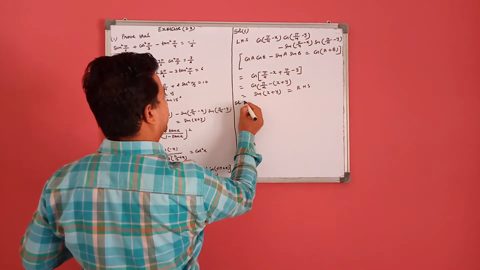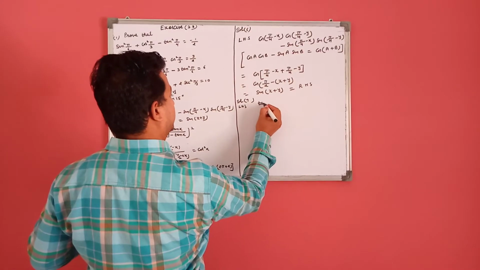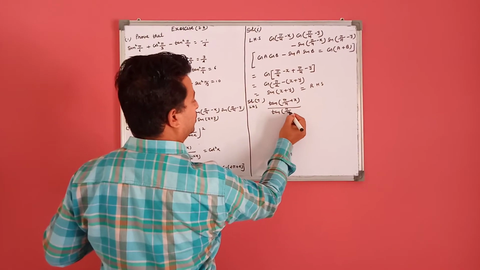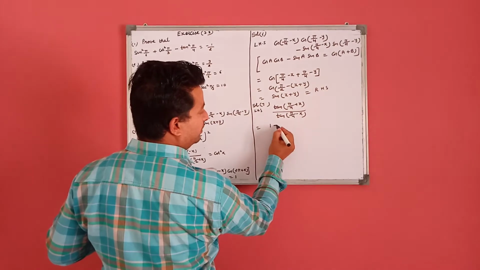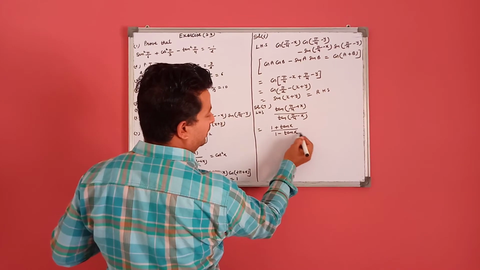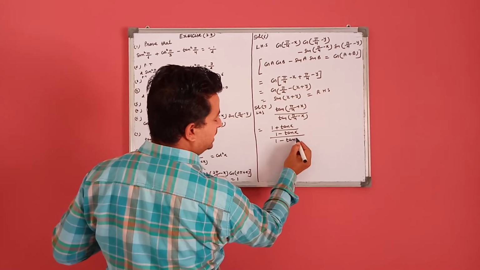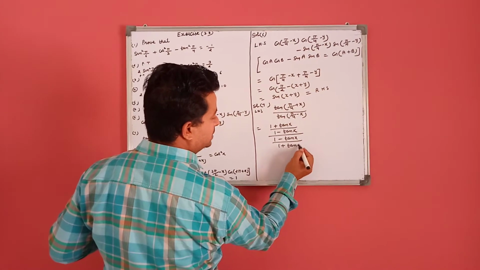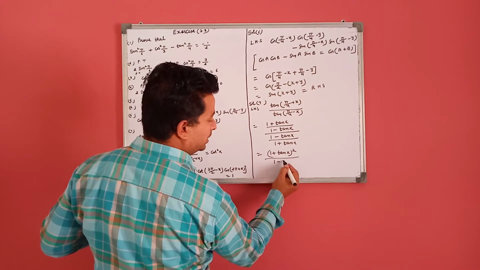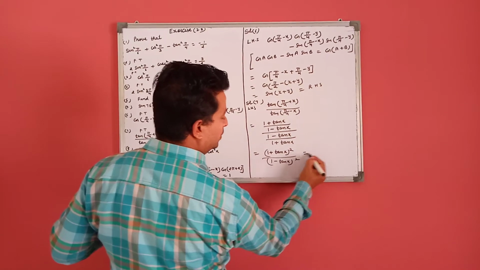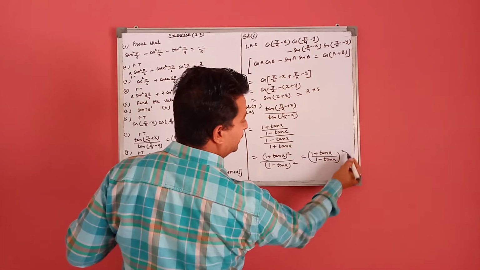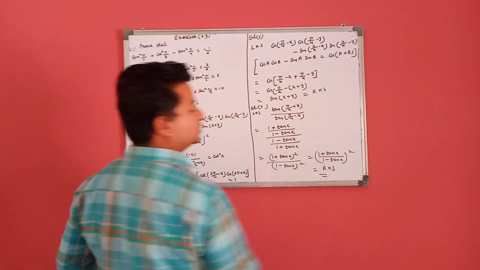In question number 7, left hand side is tan(pi by 4 plus x) tan(pi by 4 minus x). As we know this formula, tan(45 plus theta) becomes 1 plus tan x over 1 minus tan x, and the other becomes 1 minus tan x over 1 plus tan x. When we multiply, this becomes (1 plus tan x) whole square over (1 minus tan x) whole square. So this becomes (1 plus tan x over 1 minus tan x) whole square. This is the right hand side of this question.